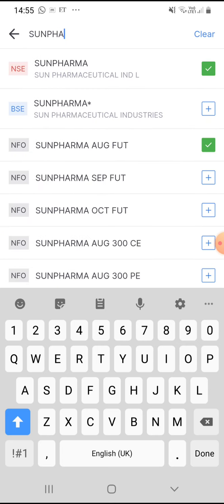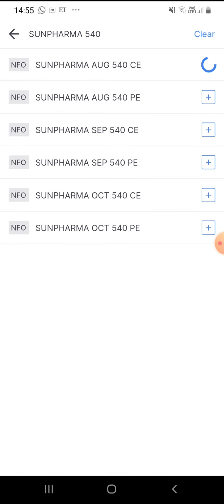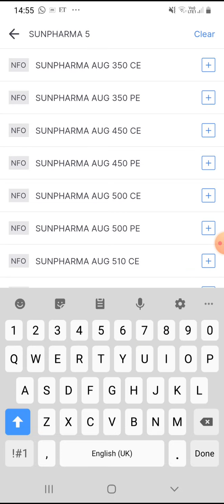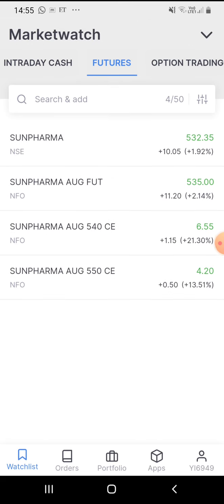Sun Pharma, 535 is the real value. You can add because you are analyzing that Sun Pharma share will go up to 545. So you are adding 540. CE or PE? CE. Also you are adding 550. Okay, both the CE you added.